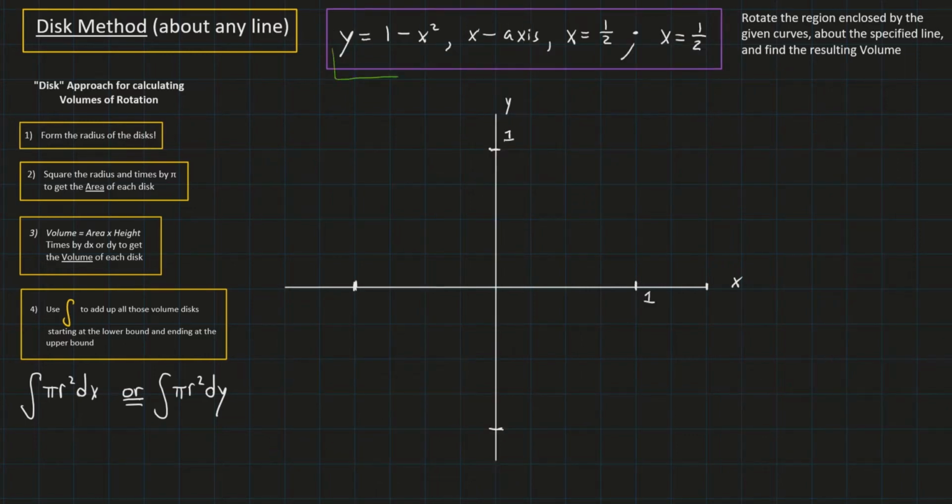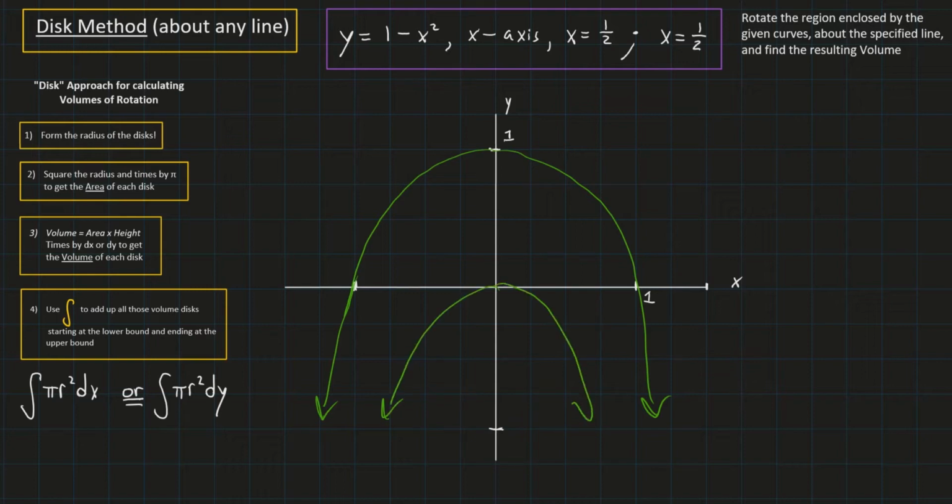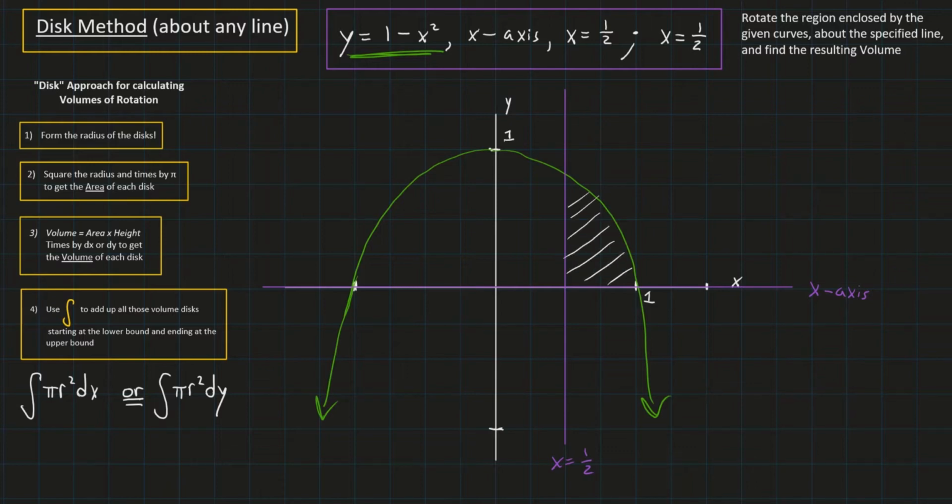Alright, let's sketch my target region bounded by these curves. Here's my y is equal to 1 minus x squared. Just a concave down parabola, shifted up 1 unit. I have my x-axis. And x is equal to 1/2 is just the set of all points that have x coordinates of 1/2, all these guys. So my target region, bounded by all 3 of these curves, is this one right here.